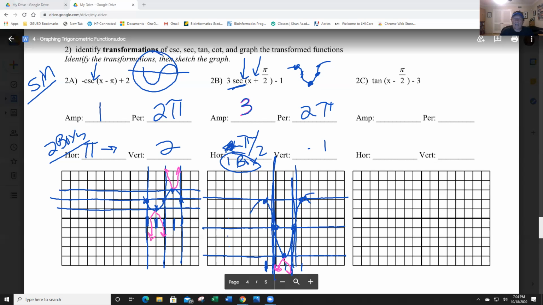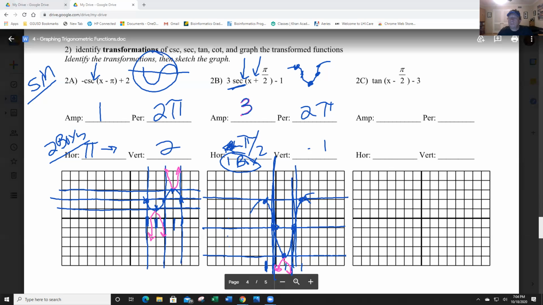You're going to notice that the secant is going to have one parabola the way I do it, and the cosecant is going to have 2. But of course, it goes on forever. And you can check the answer key notes online if you want to see the full scale of it. Okay. Next one's tangent here.